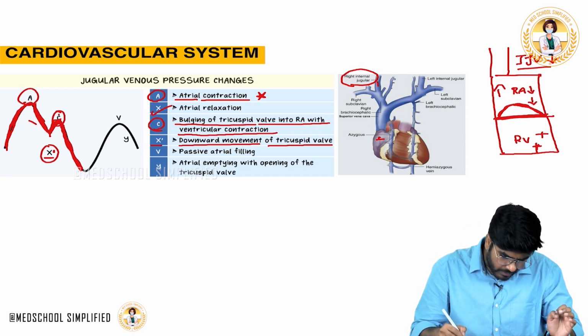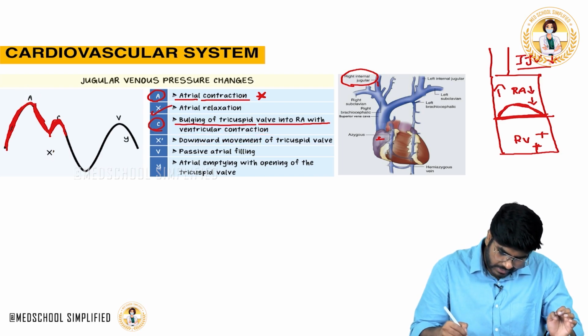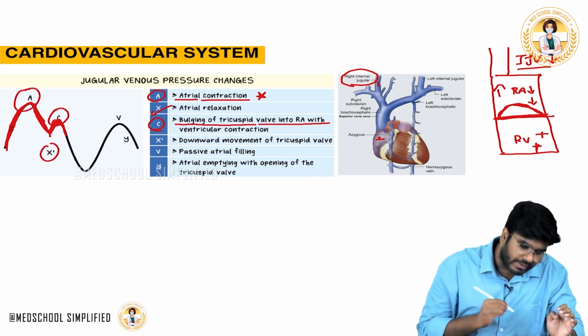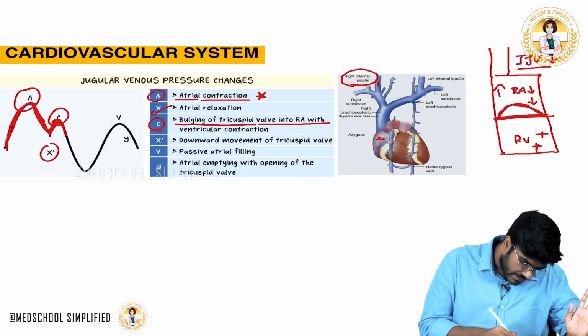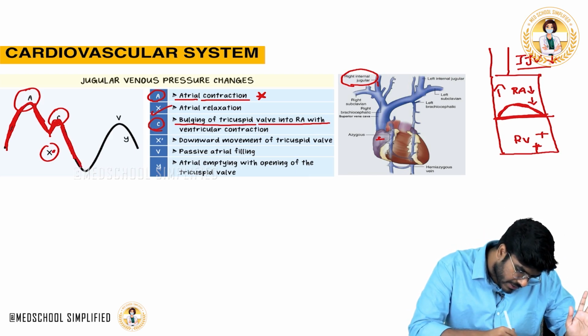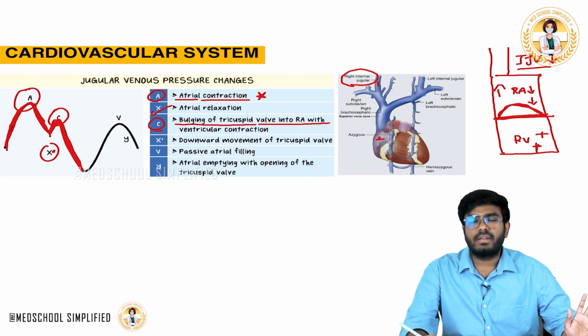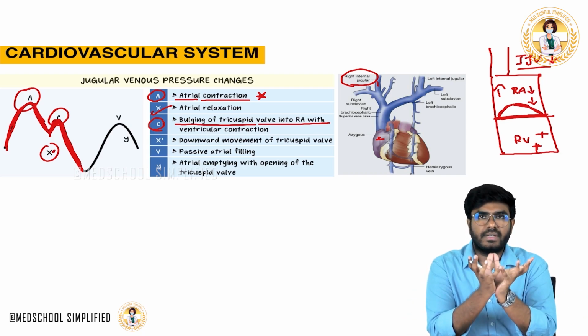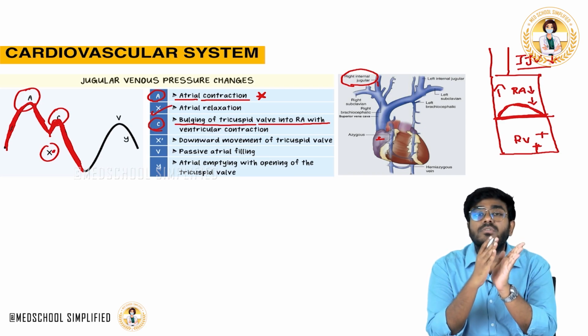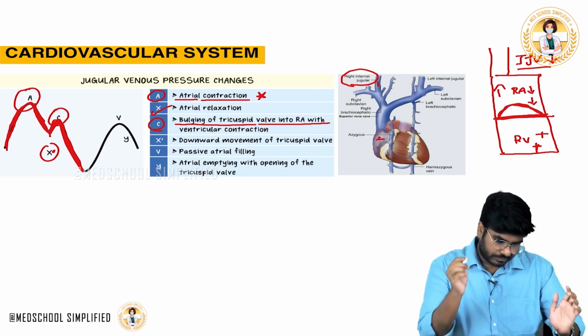But in most of the books they won't give X and X dash. What they will give is simply A wave, C wave and X wave. So this X wave is a negative wave, the pressure inside the internal jugular vein is going down, because the ventricle is relaxed, and the atria are also relaxed. Now internal jugular venous pressure also goes down.